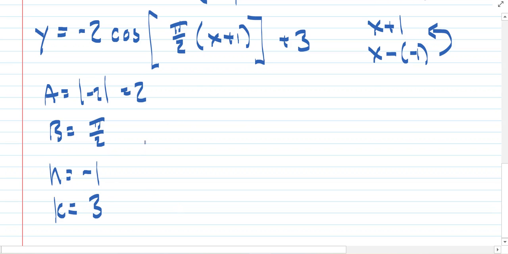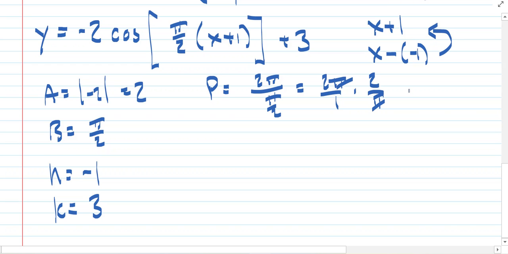And so we need to find the period. The period is going to be 2 pi divided by B, which is pi over 2, which is 2 pi over 1 times 2 over pi. The pi's cancel. We end up with 4. So we have a period of 4.